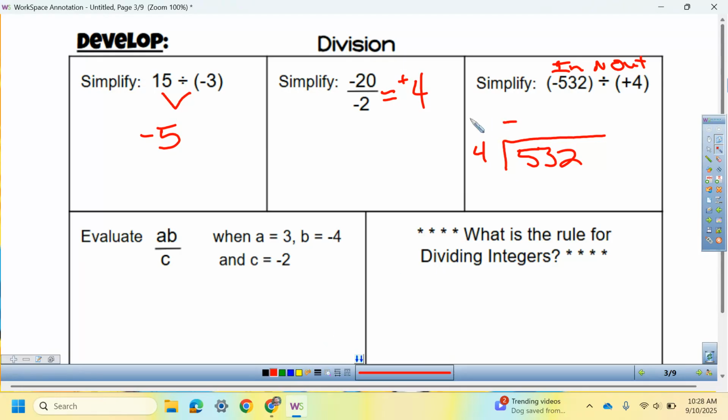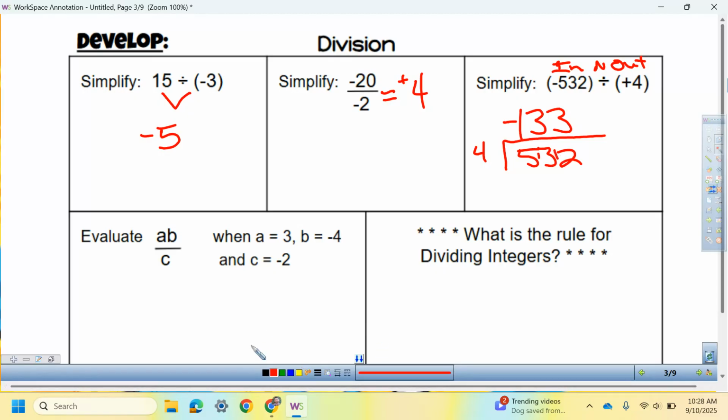So let's go one by one. 4 goes into 5 one time with 1 left over. 4 goes into 13 3 times with 1 left over. 4 goes into 12 3 times. So my answer is -133.